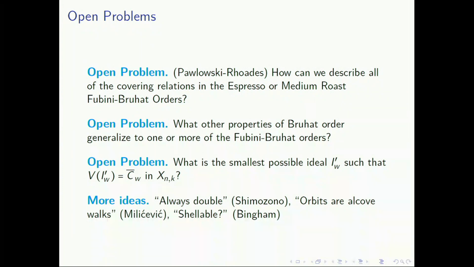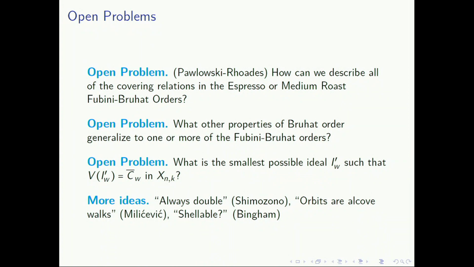This was the original question that Pawlowski and Rhodes were asking. Wide open is what other properties of Bruhat order are shared with these Fubini-Bruhat orders. That's natural to ask. And what's the smallest possible ideal that does carve out this C sub W set inside the spanning line configuration? And then, of course, what is a minimal set of equations? That would be nice, too.